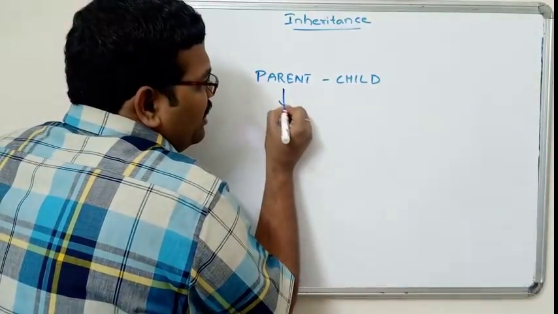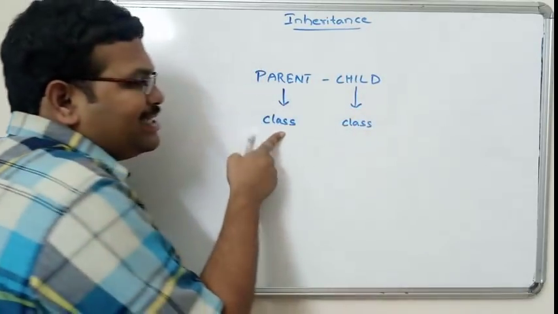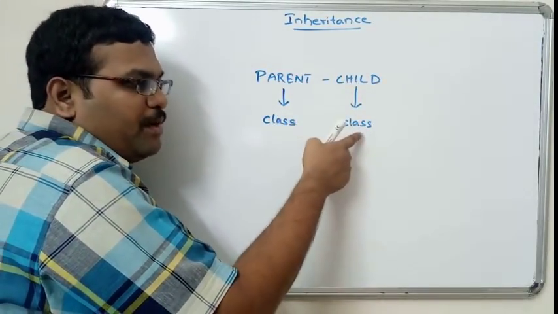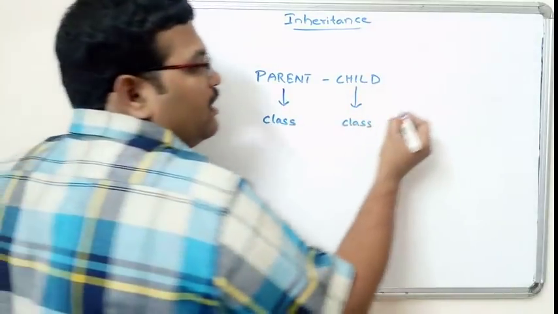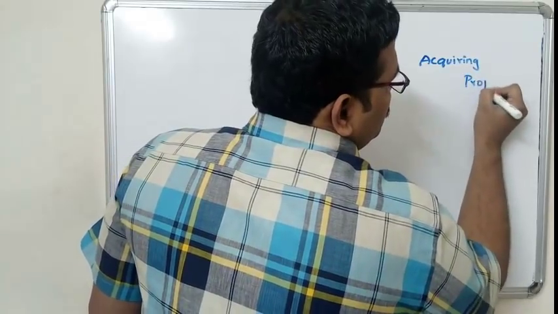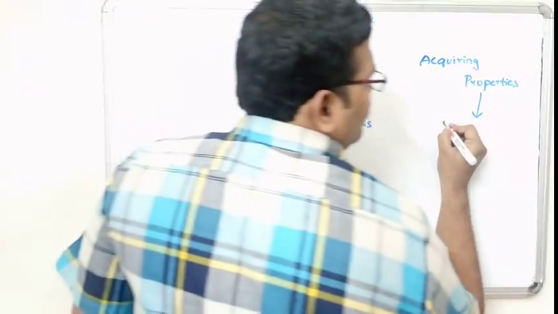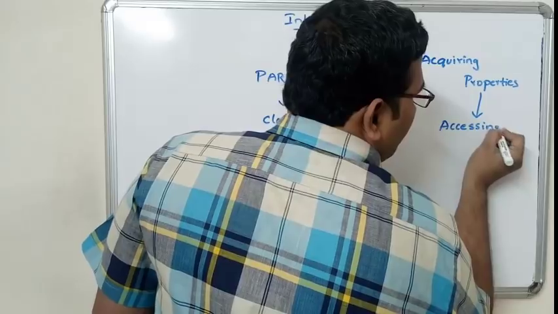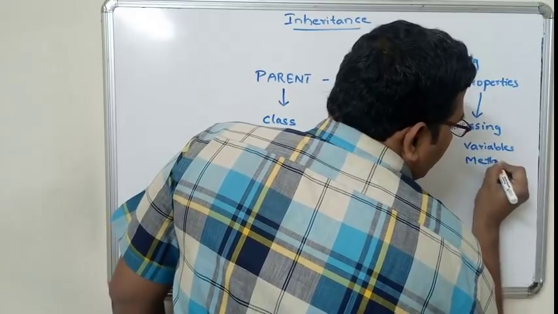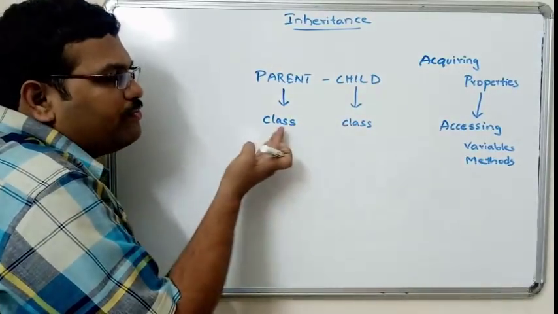Similarly, here we will have one class and here we will have another class. So this class is a parent for this class, so this class can obtain the properties of this parent class. Acquiring the properties means accessing variables as well as methods. So this class can access the variables and methods of this class.